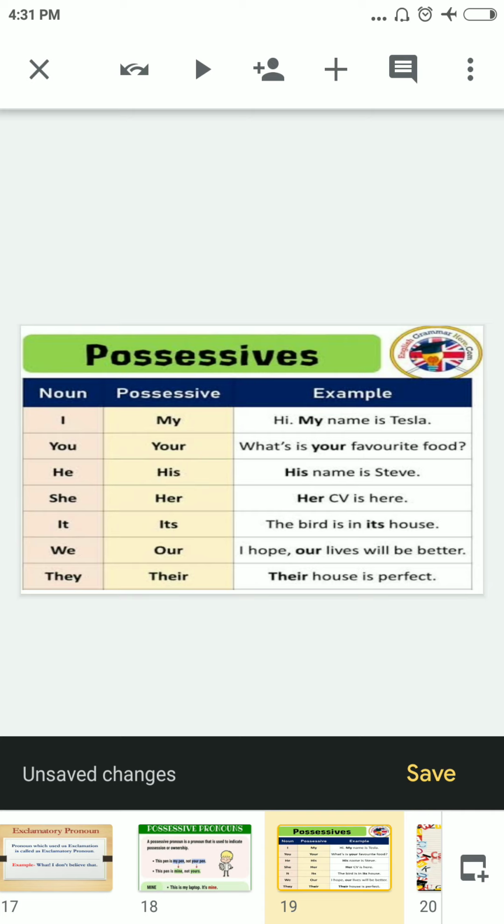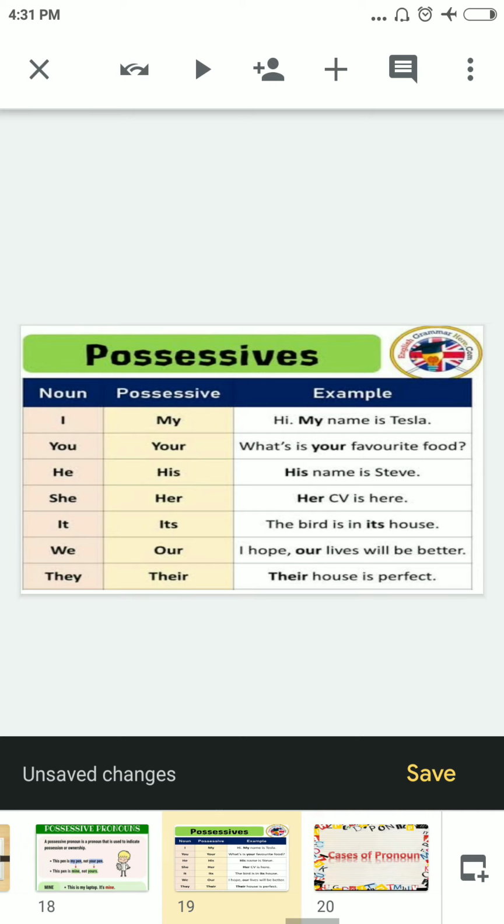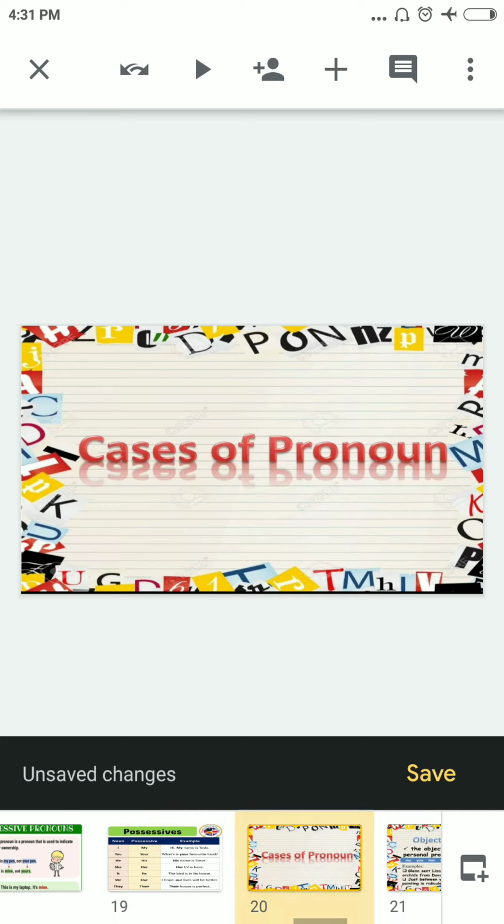His name is Steve. She, as a noun, it is used as her in the pronoun, while we are using as a pronoun, then her CV is here. It changes into its. The bird is in its house. We changes into our. I hope our lives will be better. They changes into their. Their house is perfect. So these are the possessives and the examples of possessives.